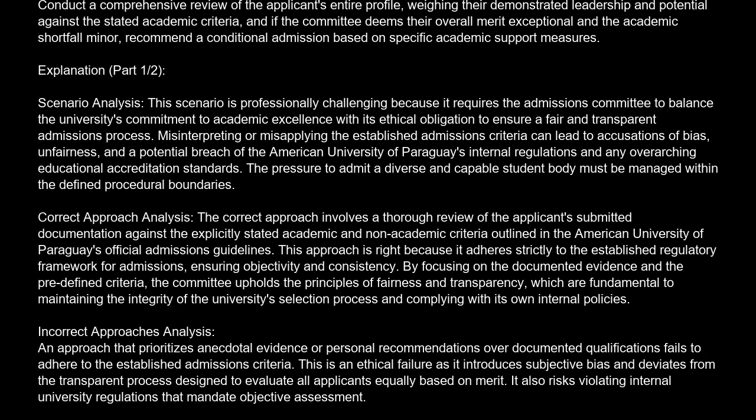Correct approach analysis. The correct approach involves a thorough review of the applicant's submitted documentation against the explicitly stated academic and non-academic criteria outlined in the American University of Paraguay's official admissions guidelines.